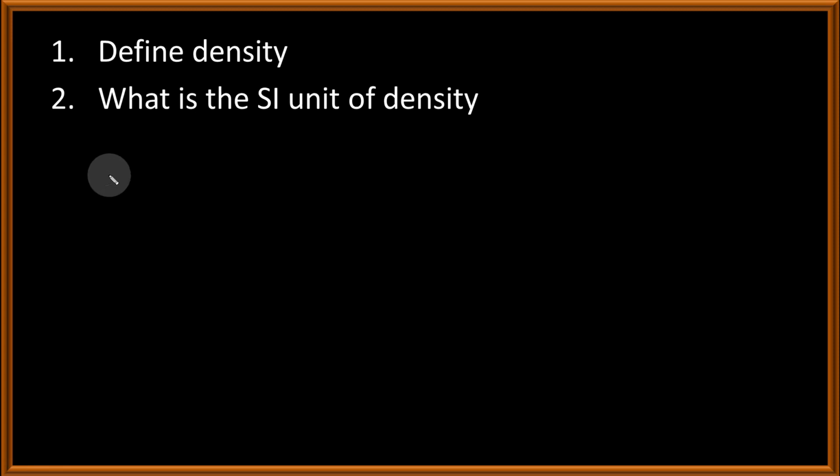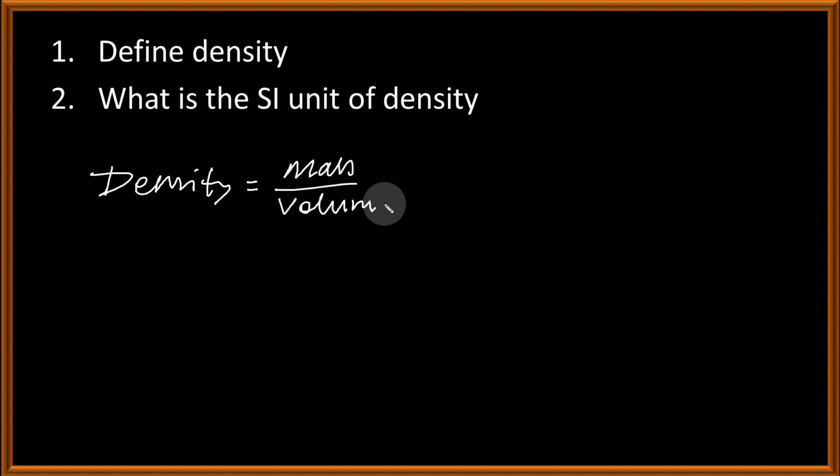The equation which is associated with this definition is density is equal to mass over volume. That is why we say it is mass per unit volume, or you can say it is a ratio of the mass of an object to its volume.